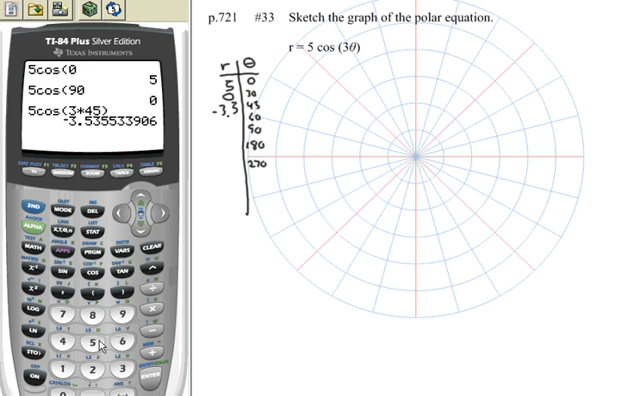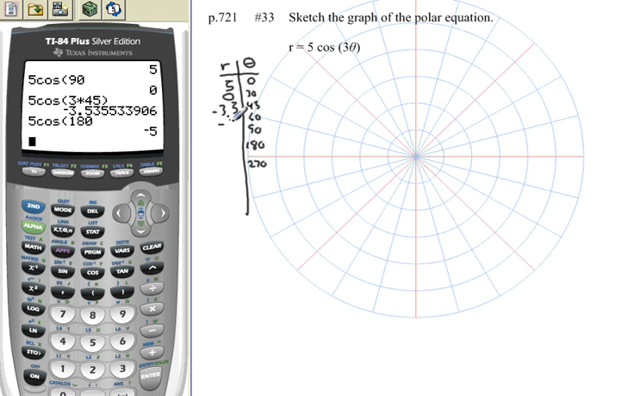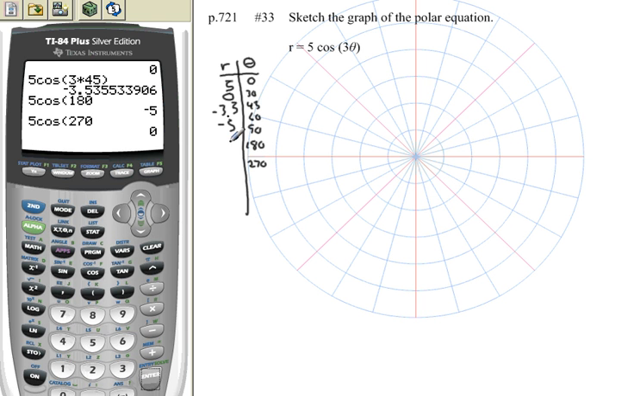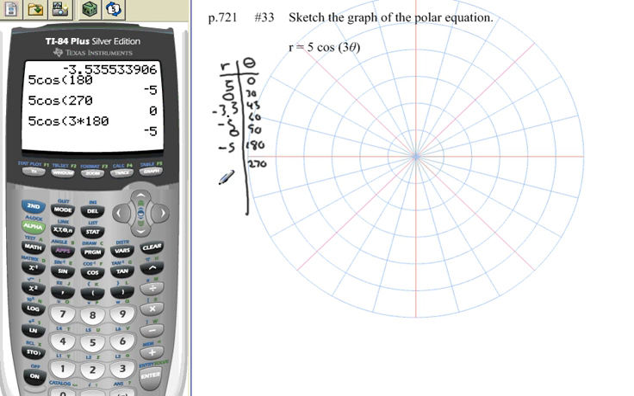Next, let's plug 60 in here. That's going to be 5 times the cosine. 3 times 60 is 180. And when I press enter, I get negative 5. Let's plug 90 in here. 5 times the cosine of 3 times 90, which is 270. That gives us 0. And if I plug 180 in here, 5 times the cosine of 3 times 180, I get negative 5. And if I plug 270 in here, 5 times the cosine of 3 times 270, that gives me a value of 0.